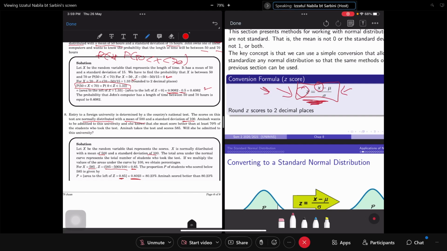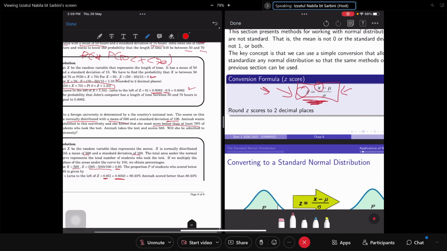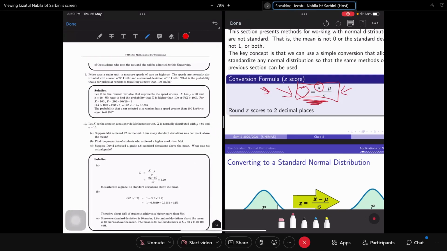For her to be admitted to the university, she only needs to score better than at least 70%. Now she scored better than 80%, which means that she will be admitted to this university. Okay.